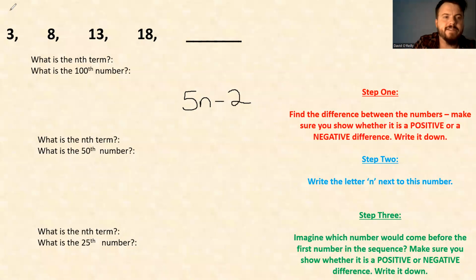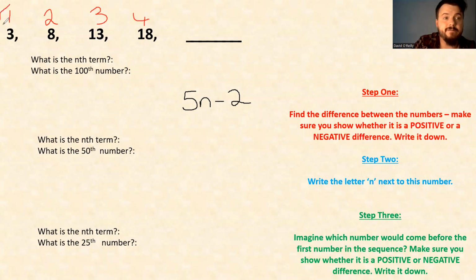This number here, 3, is the first number in the sequence. This is the second number in the sequence. This is the third. And this is the fourth. Okay, so 5n minus 2 basically means 5 times n subtract 2. N basically means the number in the sequence.